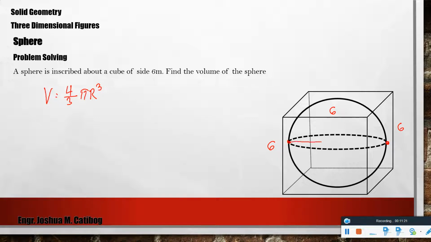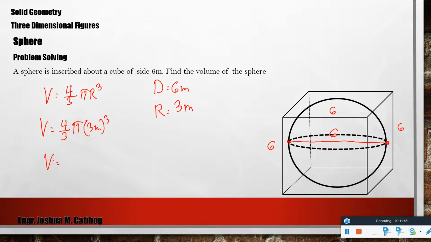So therefore, ito daw pala pong ating diameter kasi yan po ay diameter ng ating sphere or the diameter of the great circle, equal din po yan sa ating 6 meters na edges. So therefore, from here, diameter is 6 meters. So the radius ay kalahati. So we have here 3 meters. O ganun lang kasimple. 4 over 3 pi times 3 meters cube.